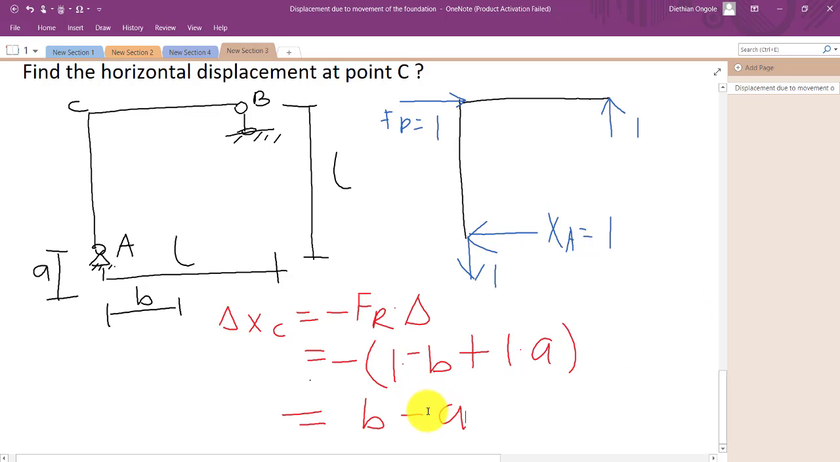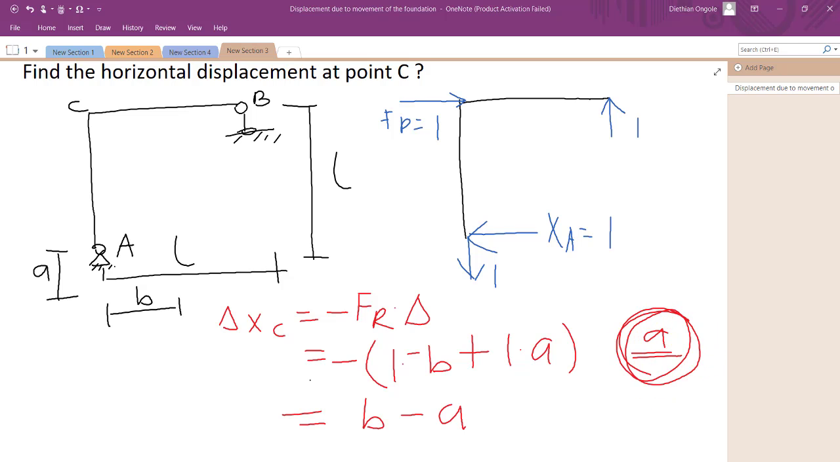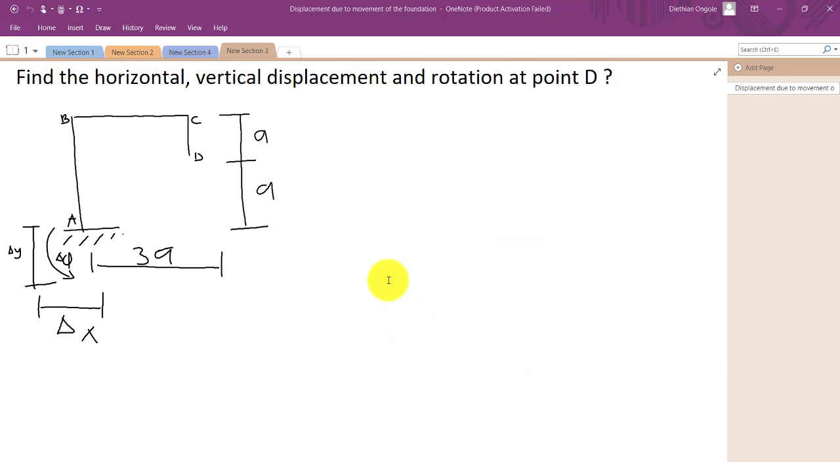So I want you to try to calculate the vertical displacement at point C. And I believe the answer to that, you must find an answer that is equivalent to positive A as a vertical displacement at point C. Try to calculate it out, please. With the next example, they want us to find the horizontal displacement, the vertical displacement, and the rotation at point D. That is at this point here. So you can try it on your own before you look at the calculations that I'm going to give.